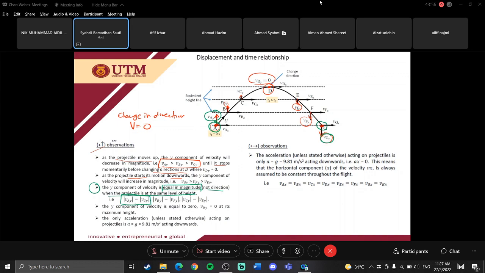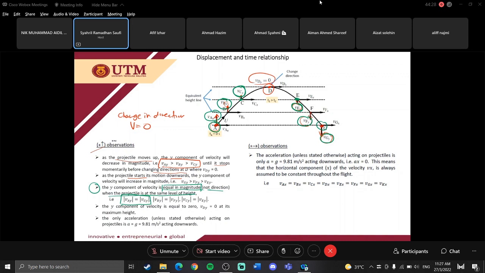So at this position, the velocity of VBY and the velocity of VFY is the same, the magnitude. The same goes for VCY and VEY. The magnitude is the same. All right, so you may notice that the velocity VCY and VEY is the same, but the direction is different, and the time here is also different.